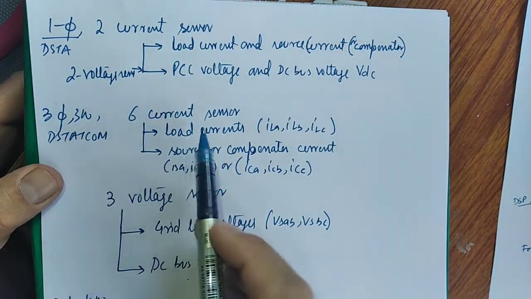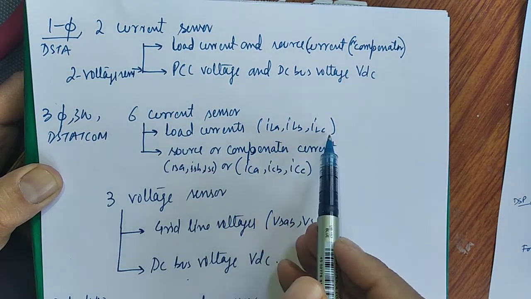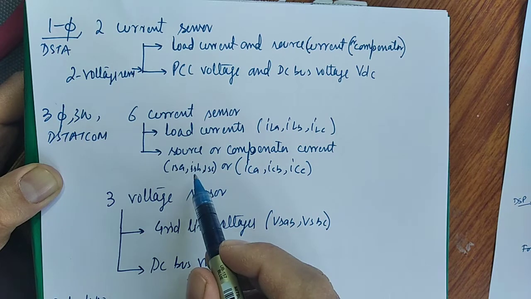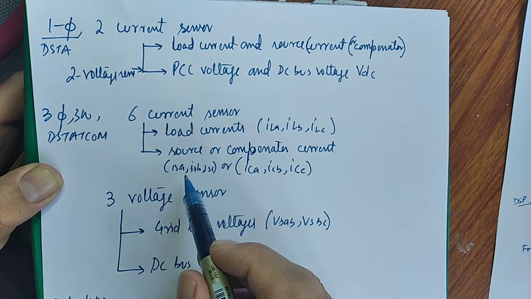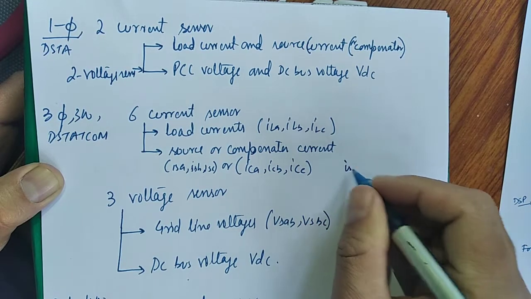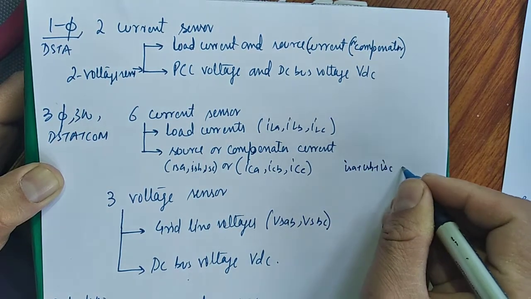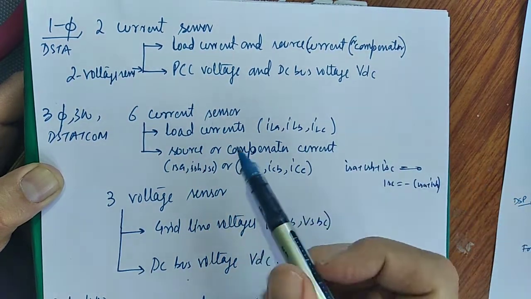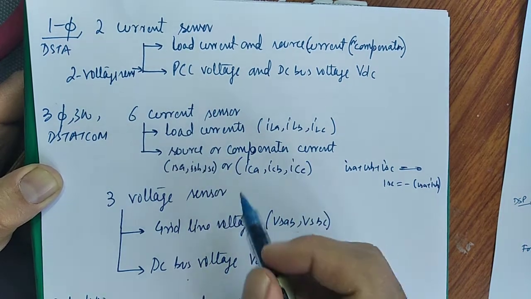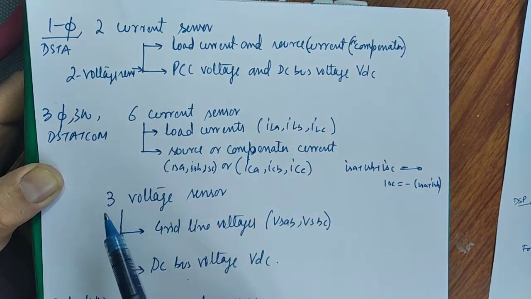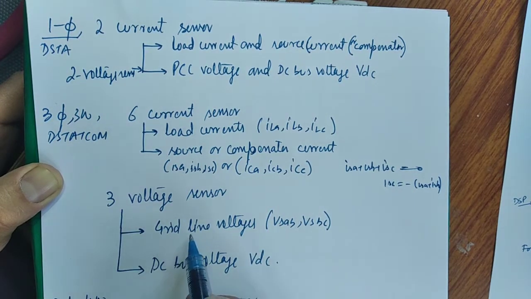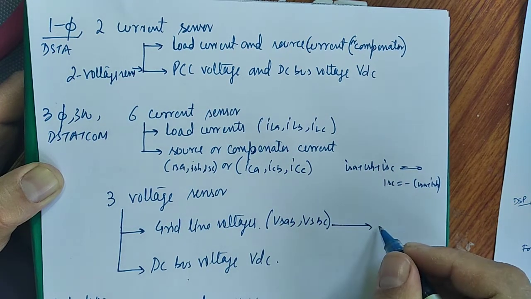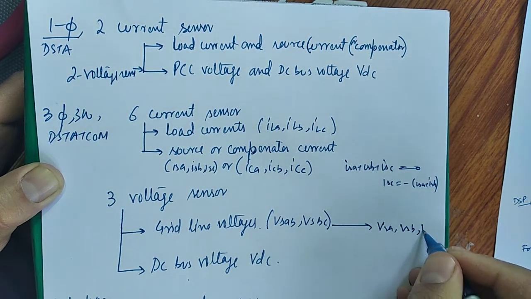For 3-phase 3-wire we need 6 current sensors. Load current 3, all 3. Source current can be 3. We can take only 2 if it is a balanced system, since the sum of the 3 currents will be equal to 0. Then we can calculate the third current also: ISA plus ISB plus ISC is equal to 0, so ISC will be minus of ISA plus ISB. So we can reduce the sensors from 6 current sensors to 5 sensors. And there will be 3 voltage sensors. We can take the grid line voltages, and we will convert these line voltages into phase voltages VSA, VSB, VSC.